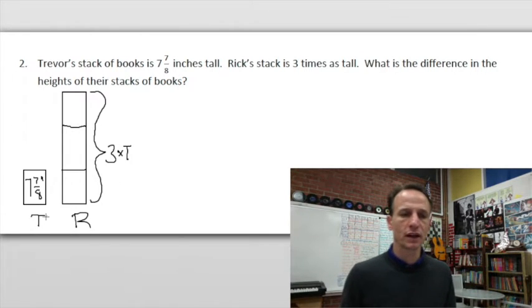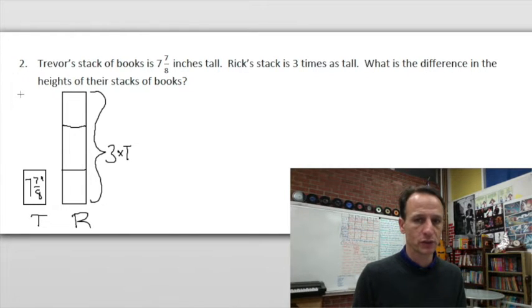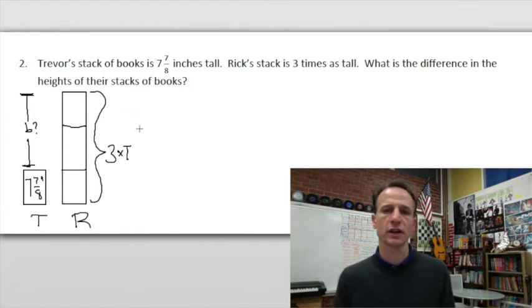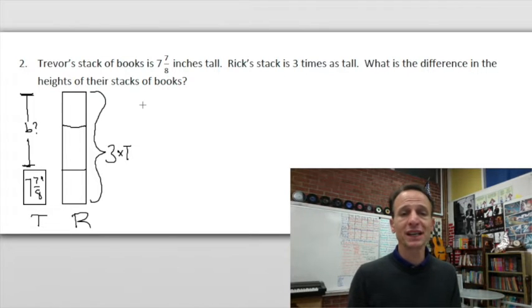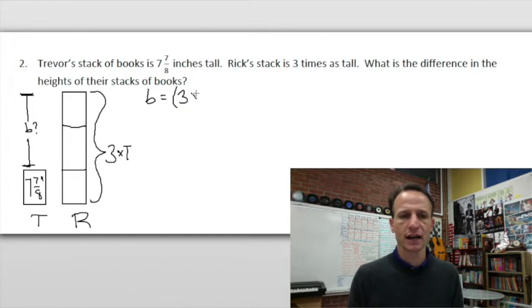All right, so we can compare them here, but what are we trying to find? Well, this is what we're trying to find. And I'm going to call it B, this space here. And I know they usually use brackets, but I'm using this. So this is what I'm trying to find. I'll put B, question mark. That's what we're trying to find. So B, and I'm going to do it this fancy way here, that's going to be if I take Ricky, the difference between them will be 3 times Trevor, which we know to be 7 7/8.